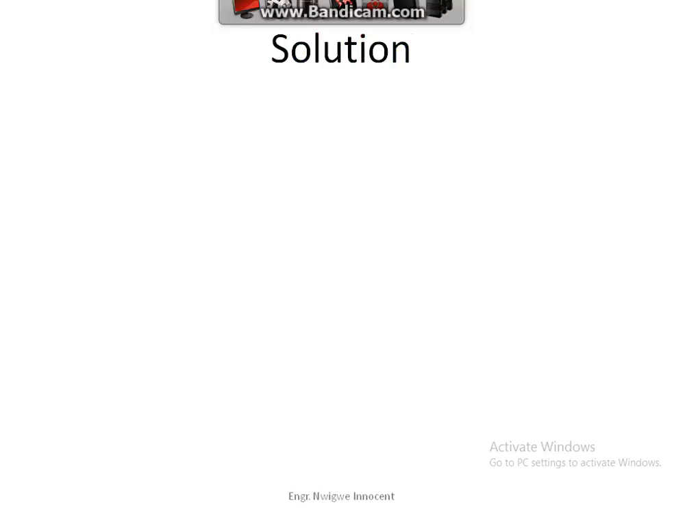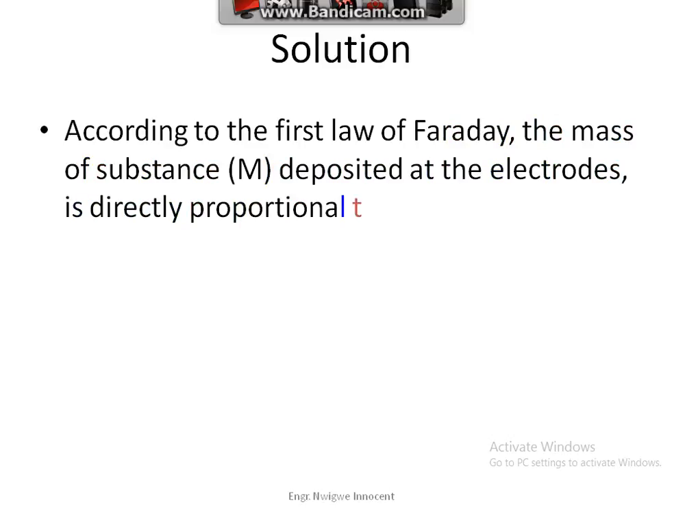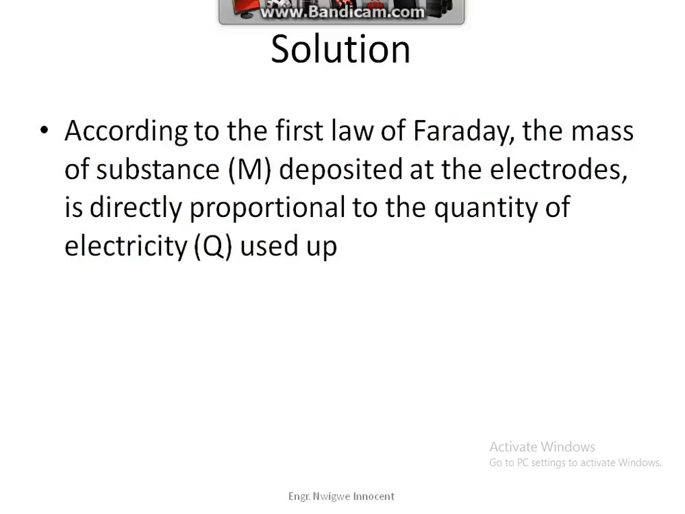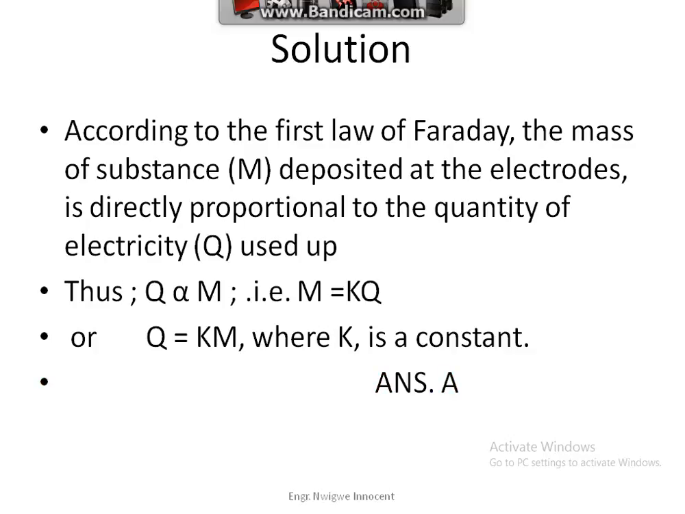Solution. According to the first law of Faraday, the mass of substance M deposited at the electrode is directly proportional to the quantity of electricity Q used up. Thus, M is directly proportional to Q, that is, M is equal to a constant K times Q, where K is a constant. Therefore, the answer is A.